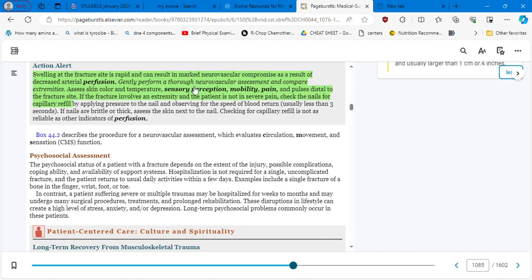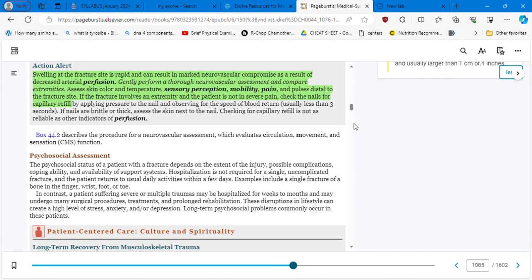Gently perform a thorough neurovascular assessment and compare extremities. Assess skin color, temperature, perception, sensory perception, mobility, pain, and pulses distal to the fracture site. If the fracture involves an extremity and the patient is not in severe pain, check the nails for capillary refill. Let me repeat: if the fracture involves an extremity and the patient is not in severe pain, check the nails for capillary refill.